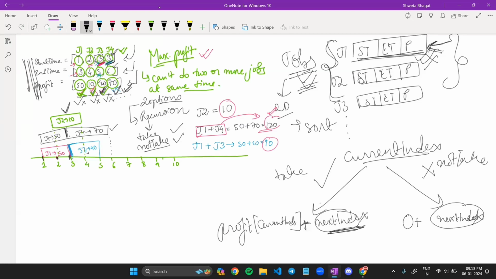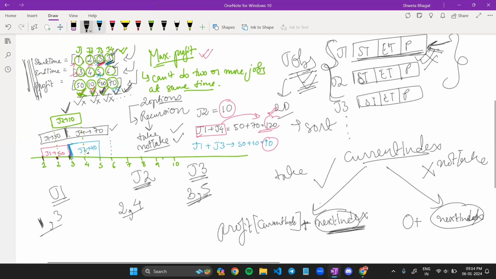Now, what is this next index? Say for example, I have a job J1, a job J2, and a job J3. The start time of my job J1 is 1 and its end time is 3. The start time of job J2 is 2 and its end time is 4. And the start time of job J3 is 3 and its end time is 5.